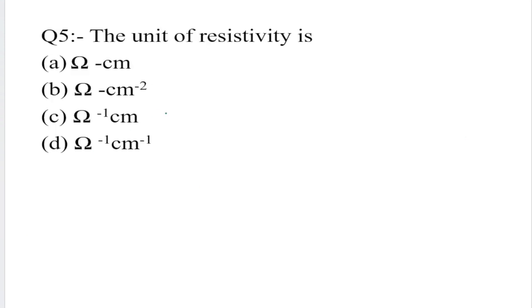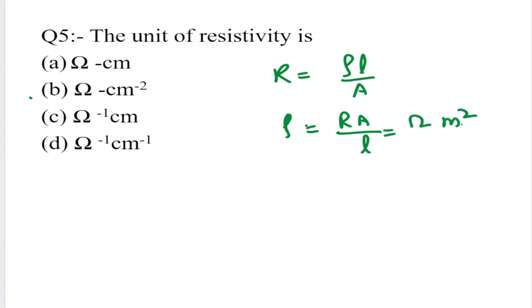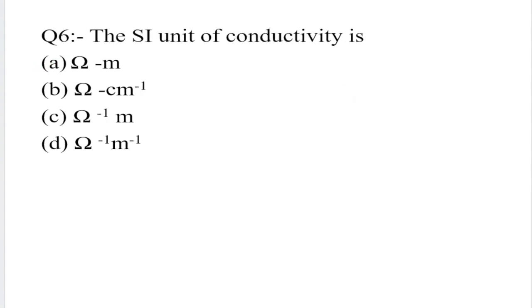Now question number 5. R equal to rho L upon A. So rho equal to R A upon L. Resistance is ohm, area meter square upon meter, meter cancel. So the unit is ohm into meter, or ohm centimeter. So first is the correct option.